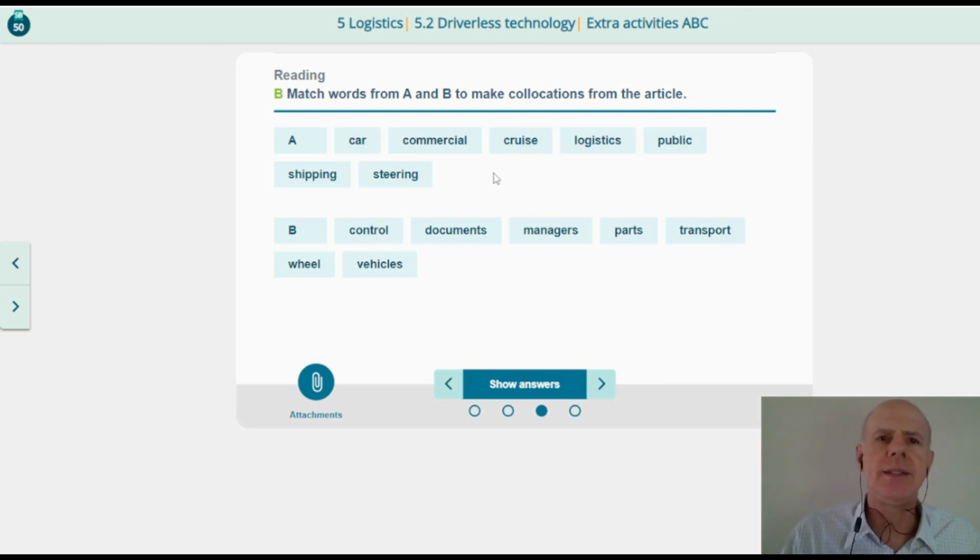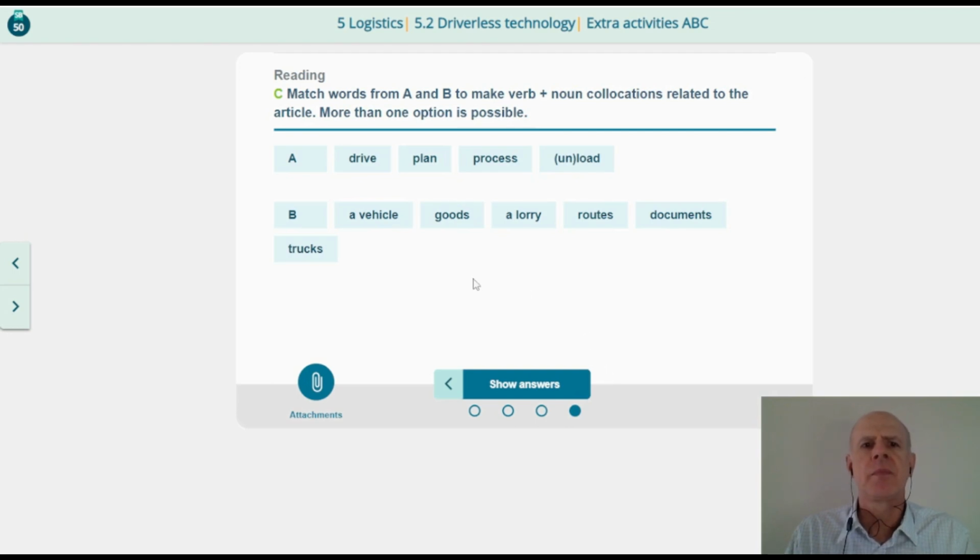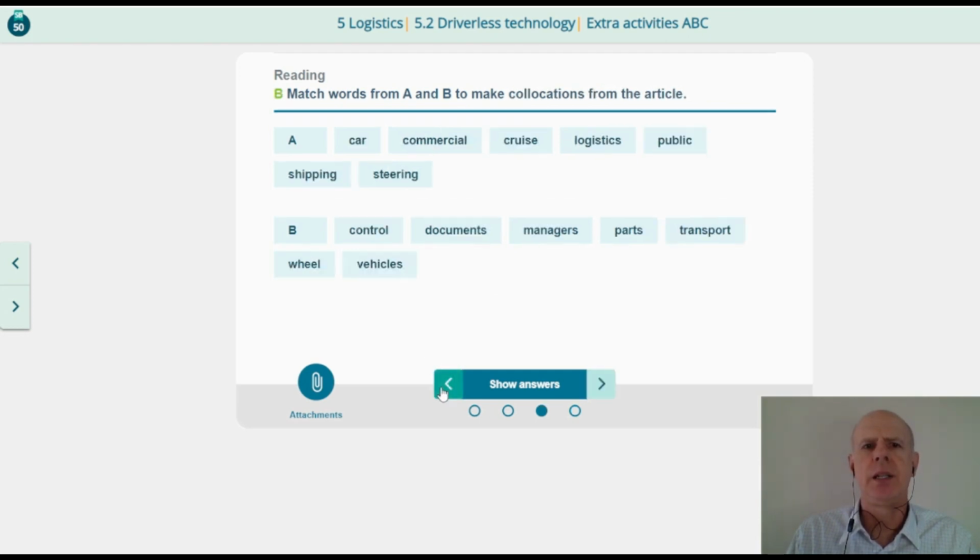Which ones were easier for you? Which ones did you already know? And which ones were strange for you? Now we have another exercise with collocations, but now we have verb and noun. Oh, by the way, here we have to say that the first part of the words of the collocations are also working as adjectives, so they are nouns and adjectives with nouns.